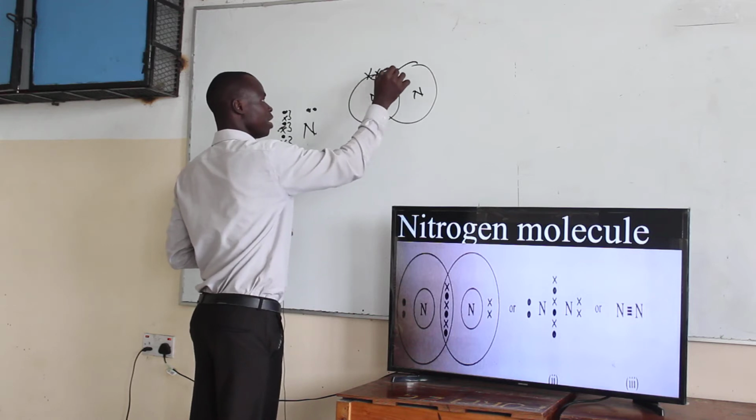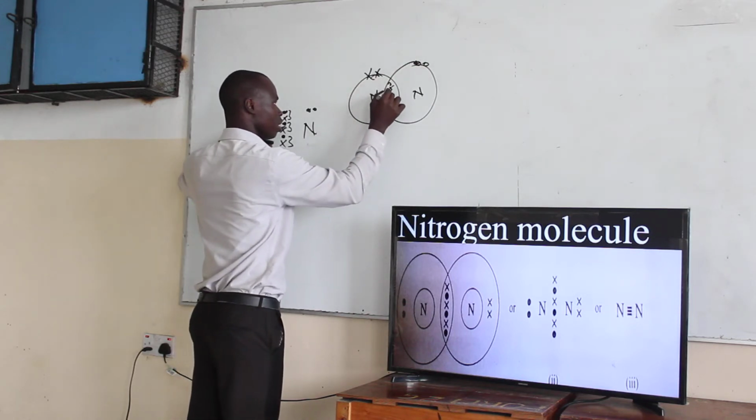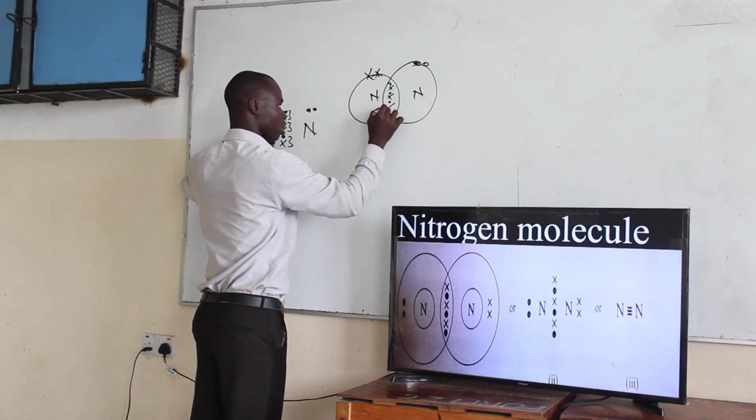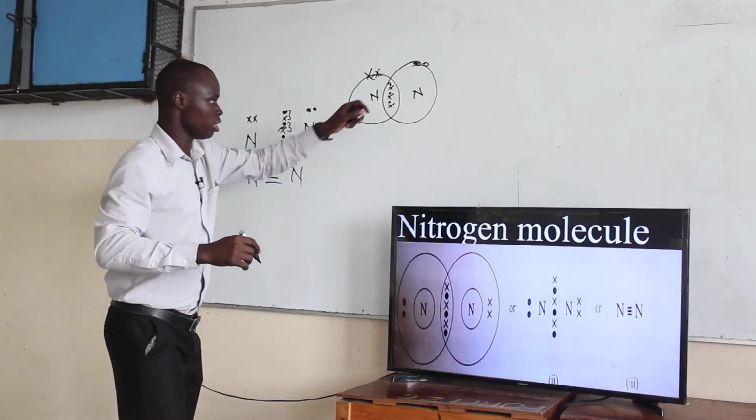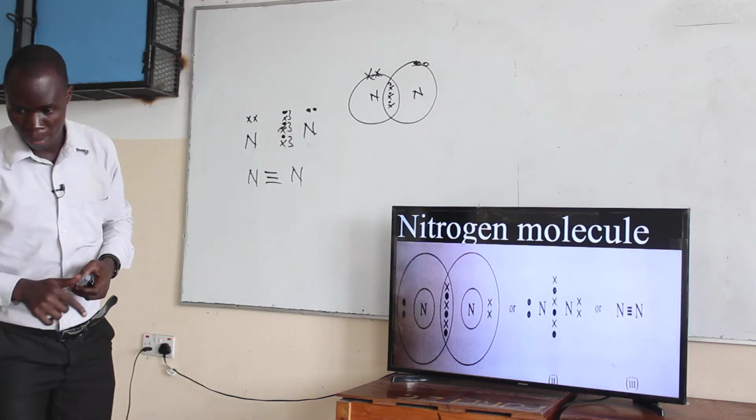So the 2 will be here, the 2 will be here. Then the shared pair will be shared in the middle. The part which is shared has to be in the middle there.